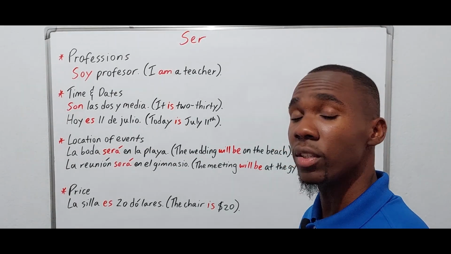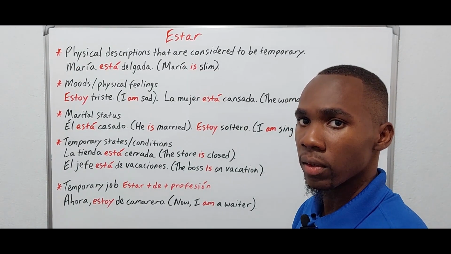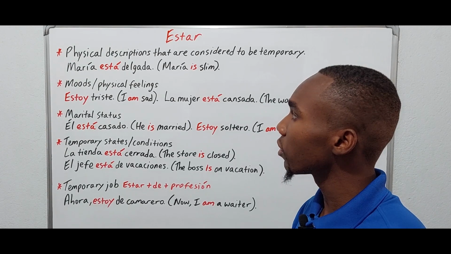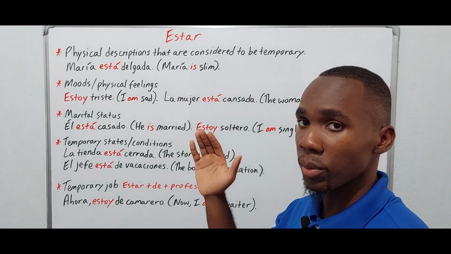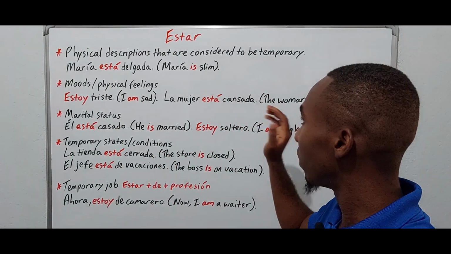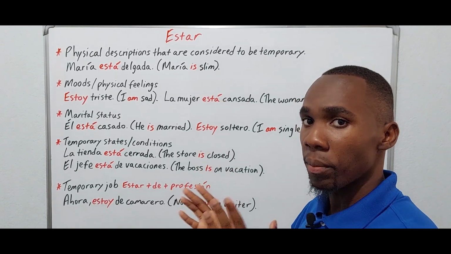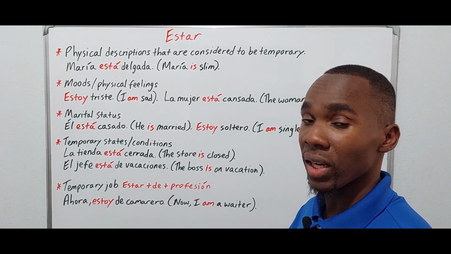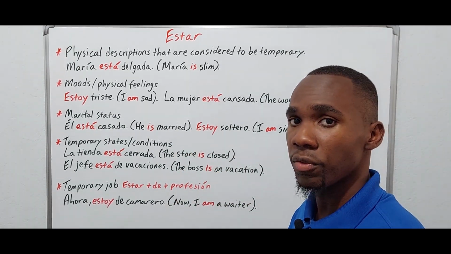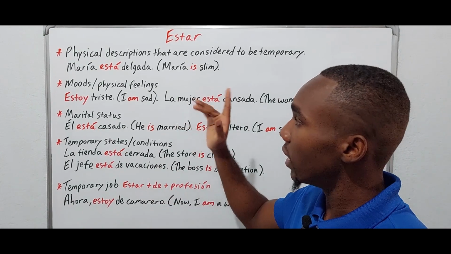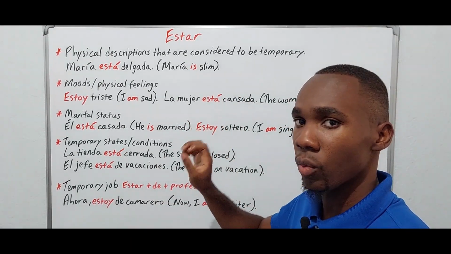So now we're going to proceed to estar. So now we move on to estar. And the first context in which estar is going to be used is for physical descriptions that are considered to be temporary. Now this is where we can actually compare the two uses, ser and estar, when it comes to physical descriptions, because as you know, ser can also be used for physical descriptions, okay? But the difference is that with estar, that means that it is temporary. What do I mean by temporary?